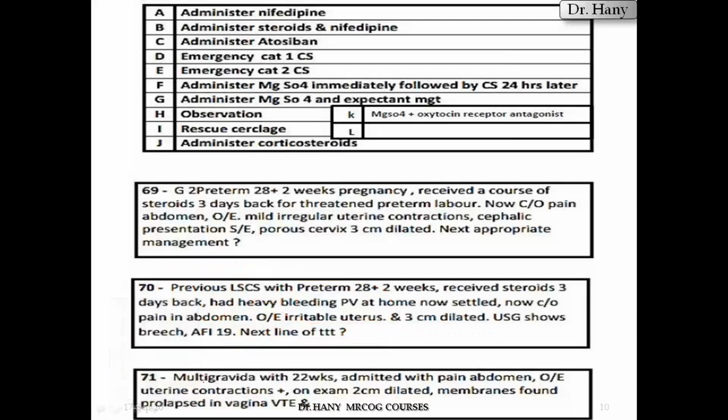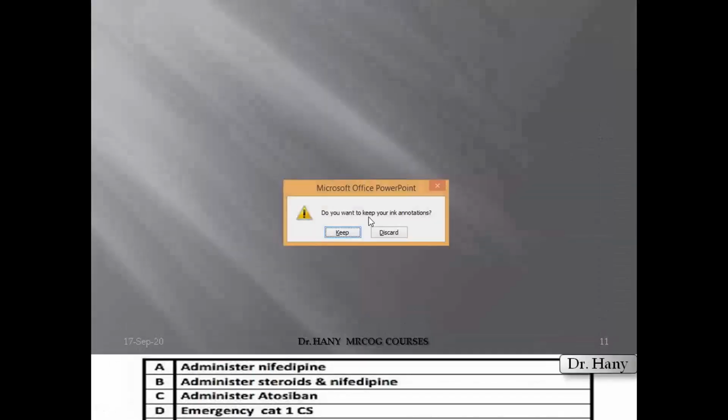The last one, a multigravida with 22 weeks of gestation. Is there anything at 22? Only tocolysis. Think or discuss. Even 23, not 22. Admitted with pain on examination, uterine contraction, cervix is 2 centimeters, magnesium sulfate between 24, membrane found prolapsed in the vagina, so expectant management.